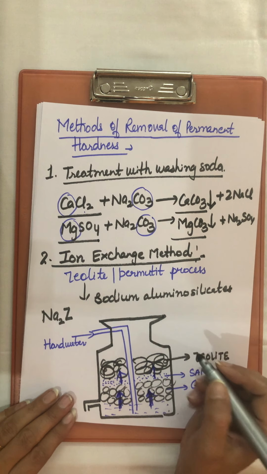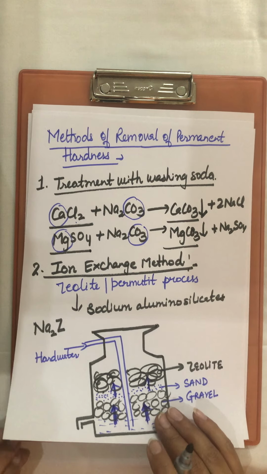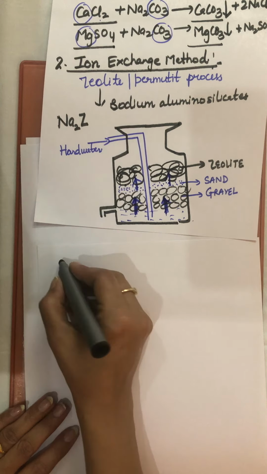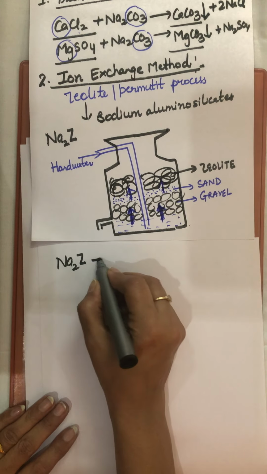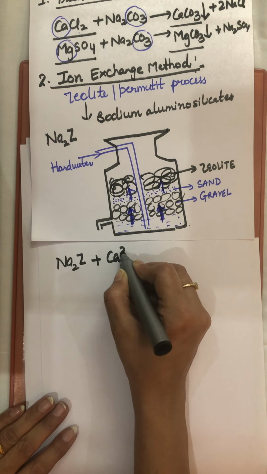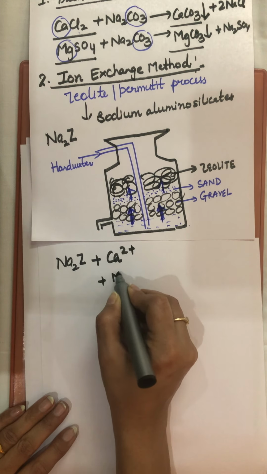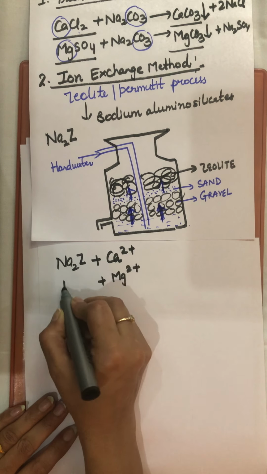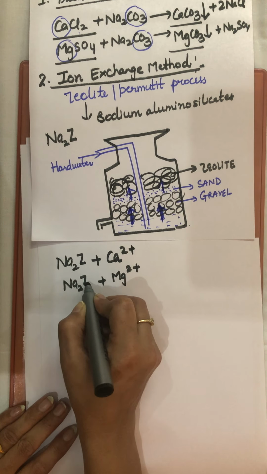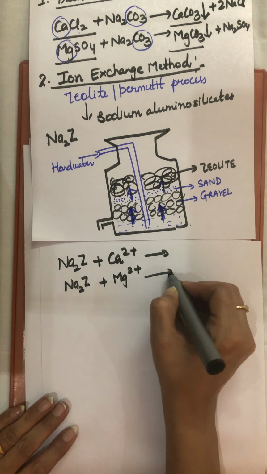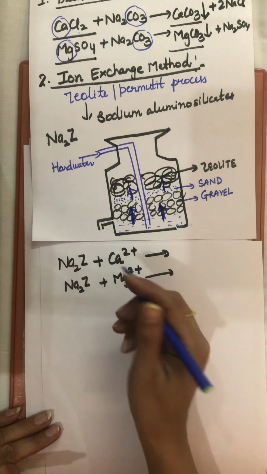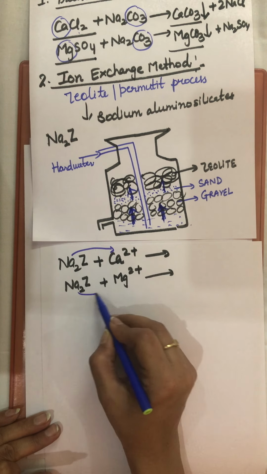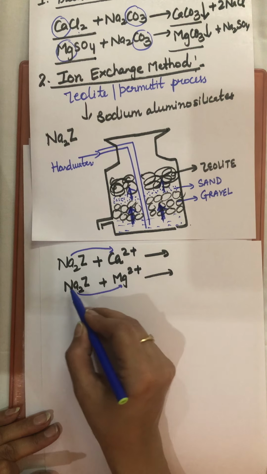Zeolite is represented in journal, I told you, as Na2Z. This zeolite reacts with the calcium salts and with the magnesium salts which are there in the water. And ions get exchanged here. From the name itself it's clear, it's ion exchange method. Sodium will come here and calcium comes here, magnesium comes here.